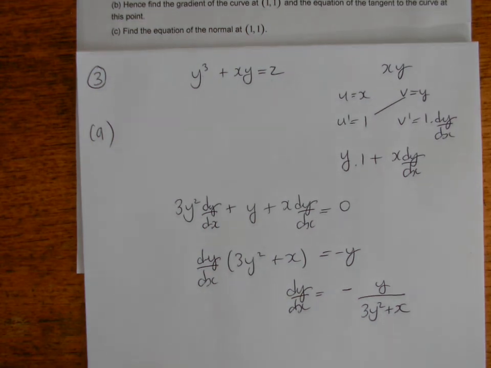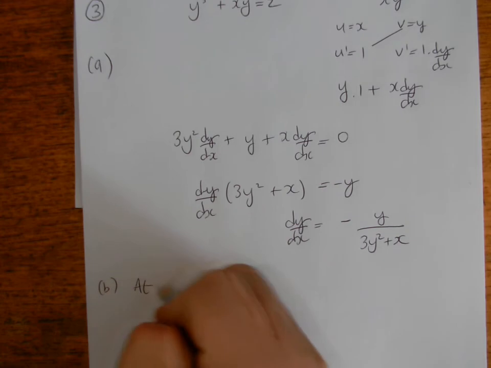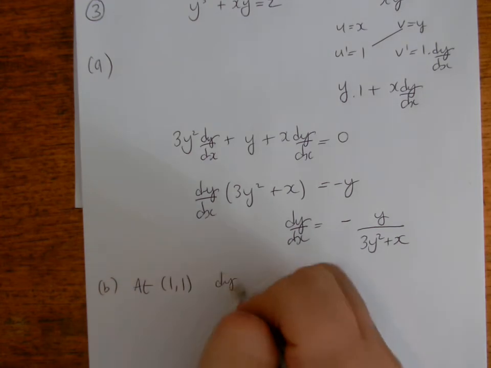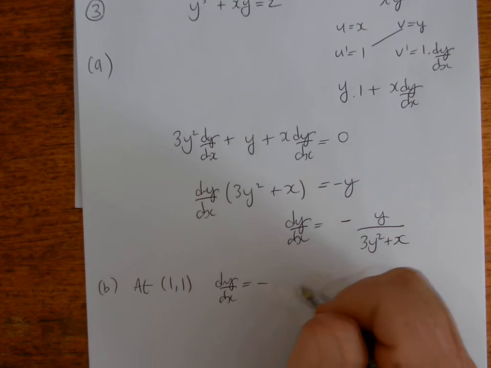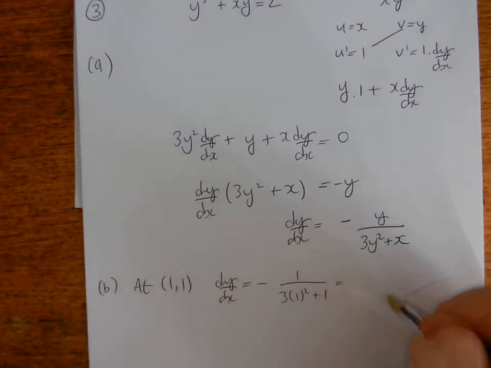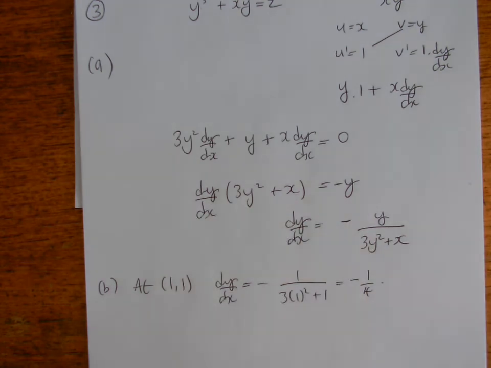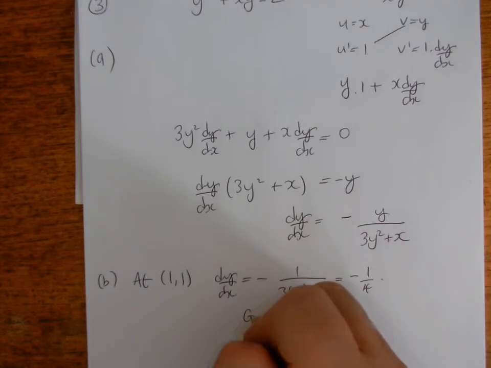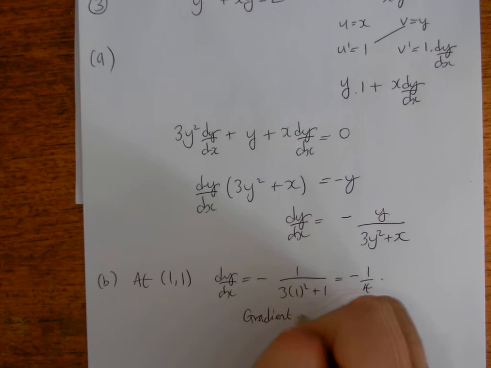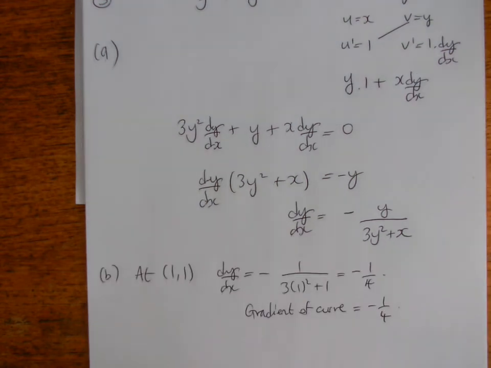B then, hence find the gradient of the curve at 1, 1 and the equation of the tangent at this point. So at 1, 1, dy dx is minus, sub it in, okay, and we get that. So then that comes out to be minus 1/4, yeah? So they ask for the gradient of the curve here, and this is it. So the gradient of the curve is minus 1/4, okay, the gradient of the tangent there.